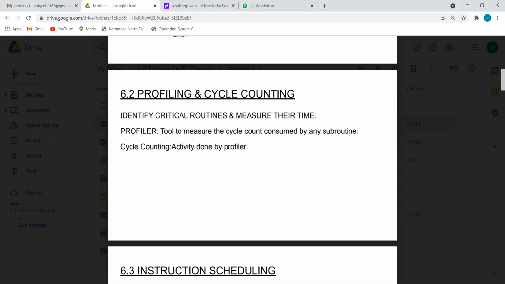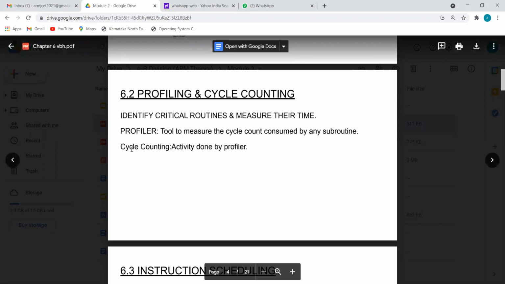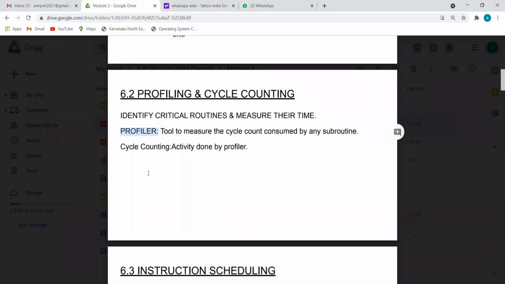A very simple way to see it: how much time I took for a class, how much time the next subject's class will be engaged, how much time the third subject's class will be engaged, someone will be monitoring that, and that is called a profiler. How much time I took is cycle counting. So these two have the same meaning. Cycle counting is the work, and who is going to do it is the profiler. So what is profiling? Counting time. It will count how much time a process has executed.